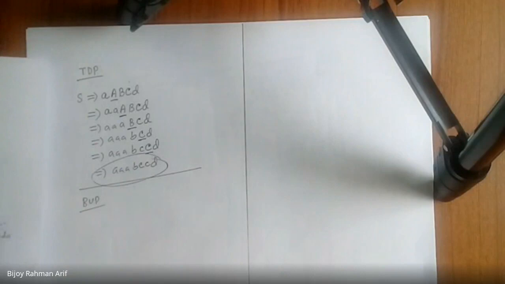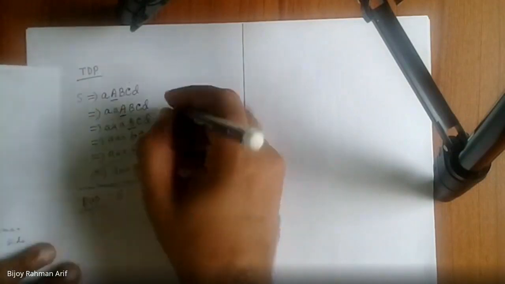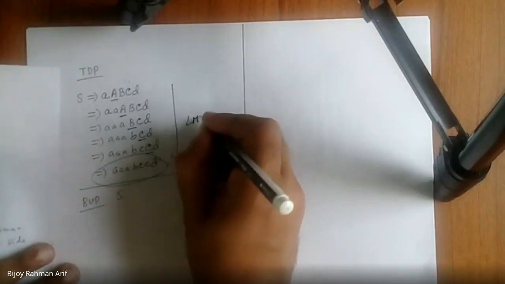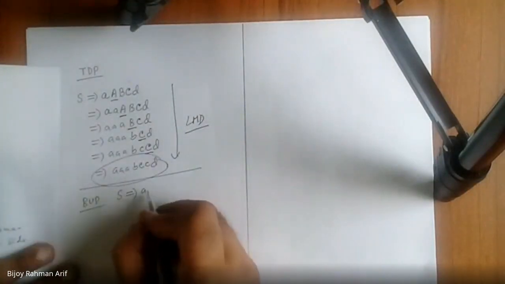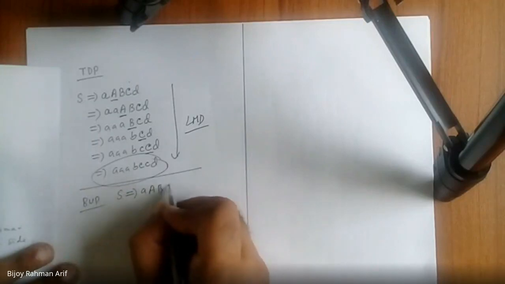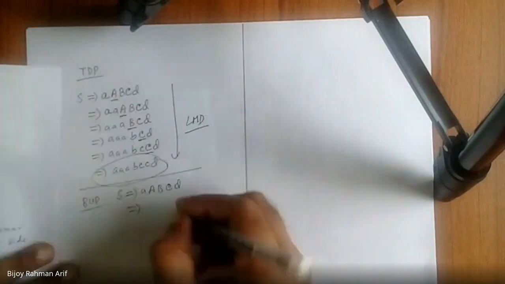Let's do the rightmost derivation. S derives, so it is nothing but LMD, no question about that one. So S derives A, B, C, D, capital C. Then if I do the rightmost derivation of this, what do I get?